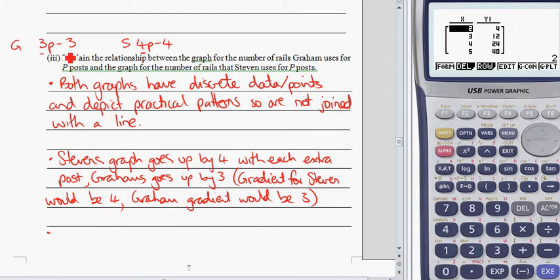Now the other thing we can comment on is perhaps the first term. We could talk about the y-intercept if we were to draw a line, but it doesn't really have a practical meaning in this situation. So it might be better off discussing where they start at. Both graphs begin with 2 posts.